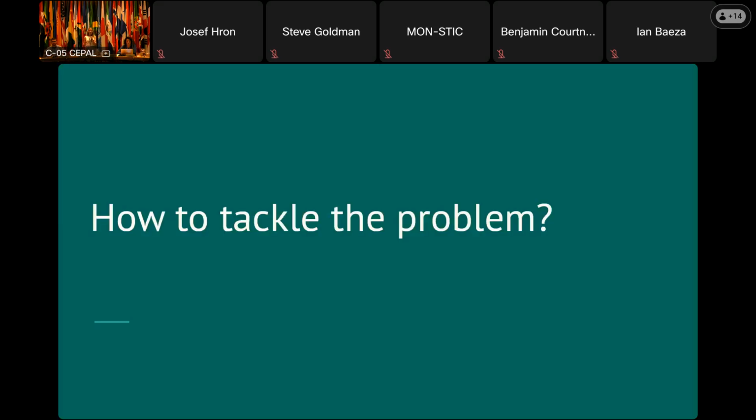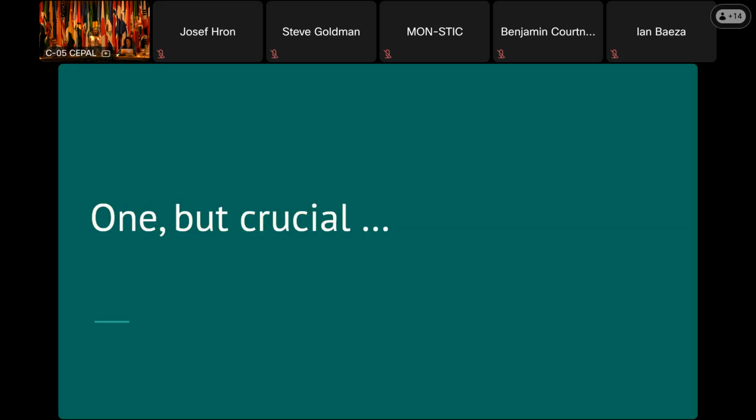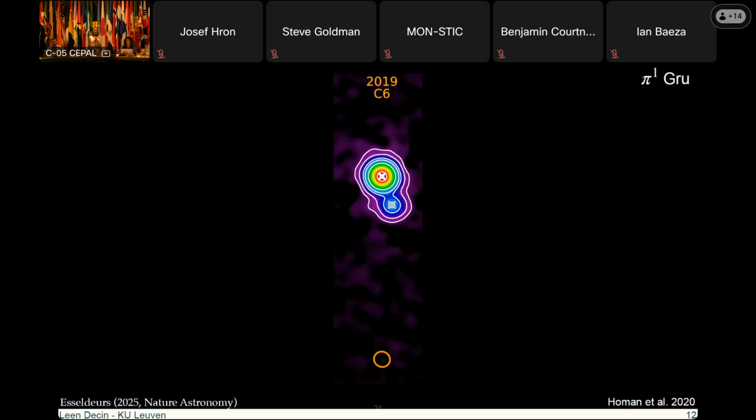Can we tackle the problem very shortly? Yes, we have one crucial observation. This is the nice data that is presented by Mats Esseldeurs in his paper that was published last week in Nature Astronomy. Take your time to read it. It will take a lot of time, since it's 116 pages.